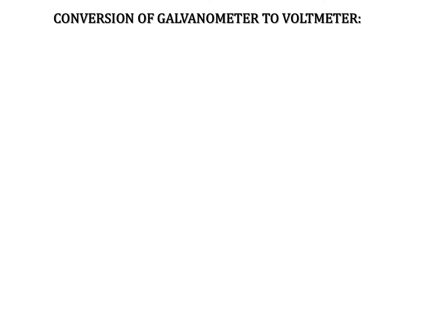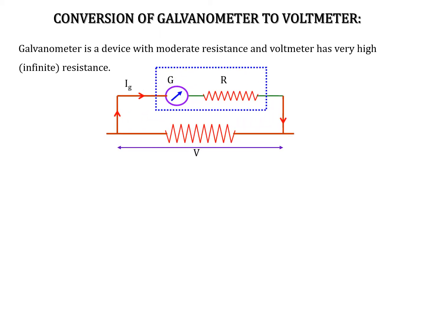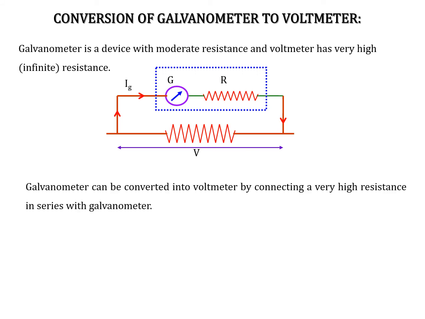Now let us see how to convert a galvanometer into a voltmeter. Galvanometer is a device with moderate resistance, but resistance of voltmeter is very high. For an ideal voltmeter, the resistance is infinite. So to convert a galvanometer into a voltmeter, we connect a high resistance in series with the galvanometer so that the resistance increases.